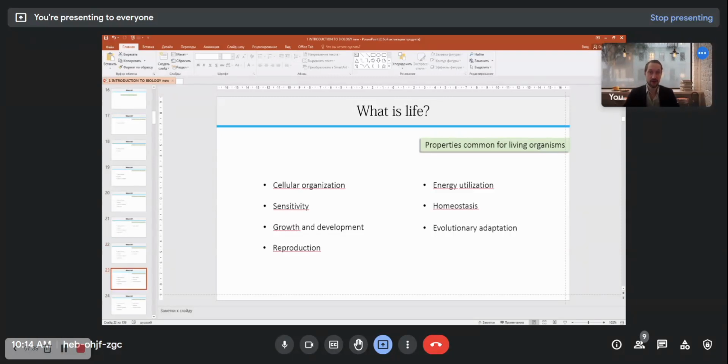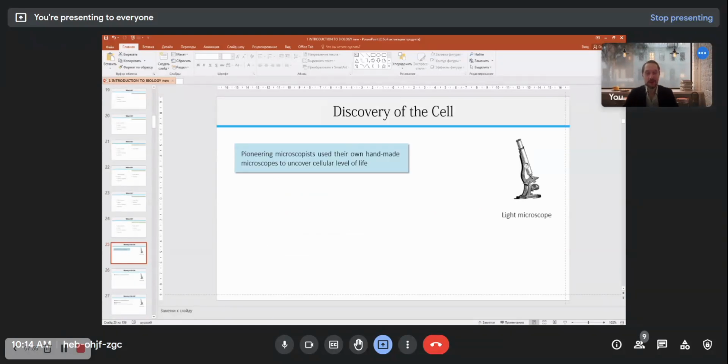Evolutionary adaptation is also a very important property of life. And now I would like to draw your attention to the cellular organization of life. And we will start from the discovery of the cell. Of course, cells are so small that we cannot see them without special techniques to be used.